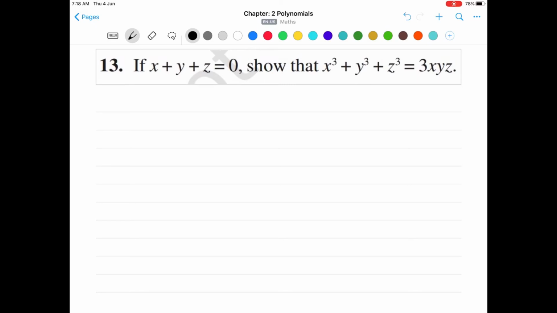Okay, now moving to the next question, question number 13. We have x plus y plus z equal to 0. So you have to show that x cube plus y cube plus z cube is equal to 3xyz.